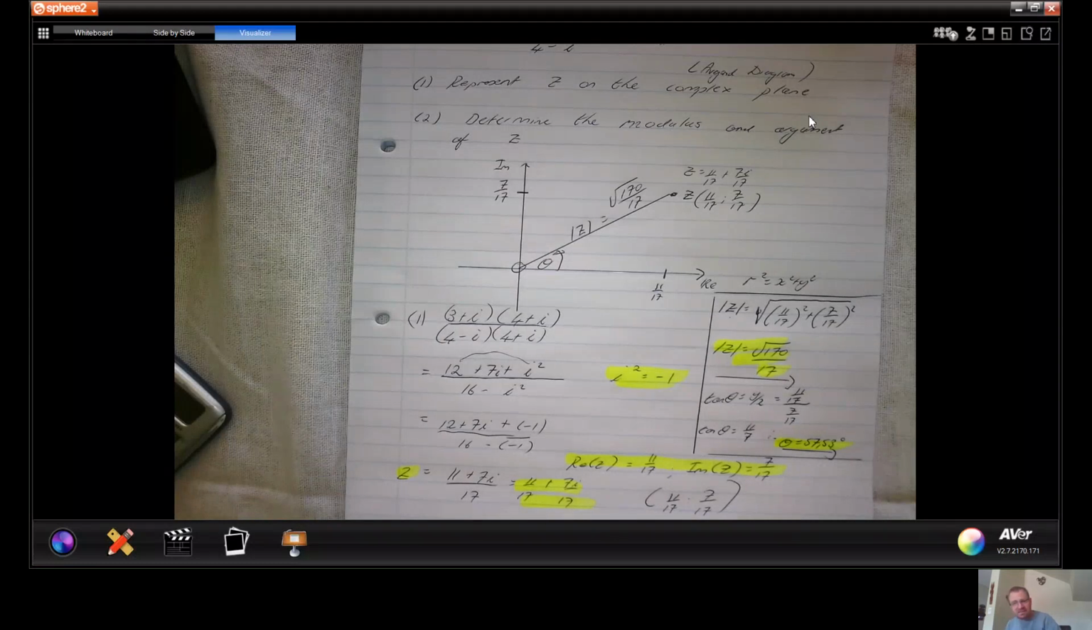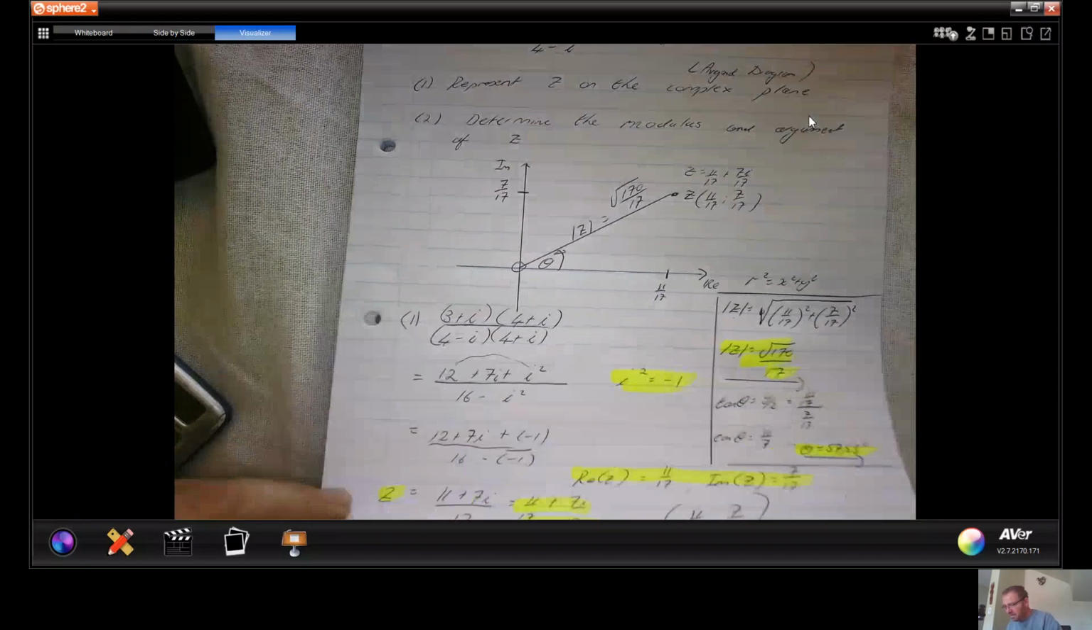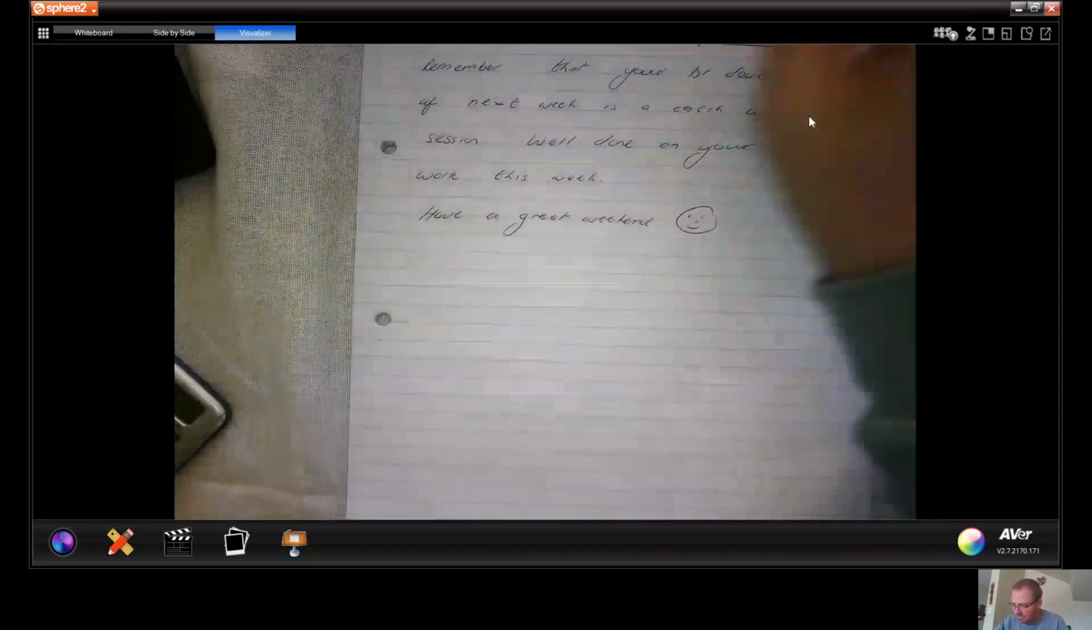Okay, well done, guys. So that was example 3. I hope there are no errors. Please point them out as they are and claim your chocolate.